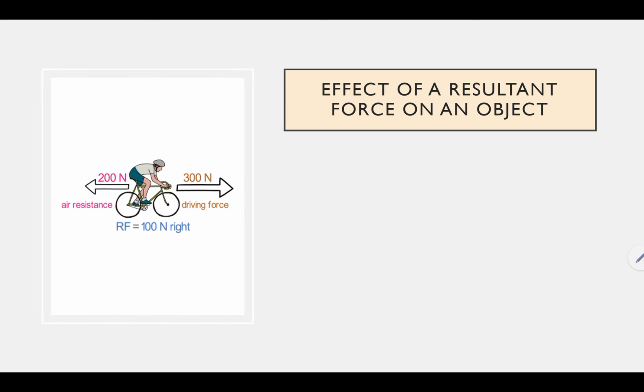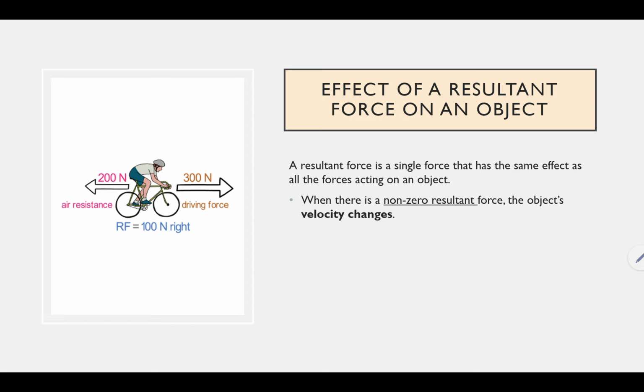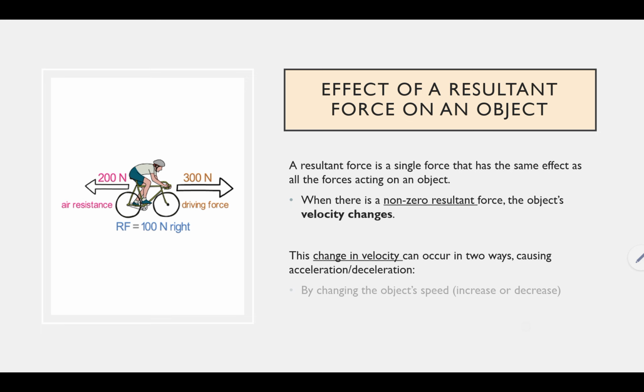Okay, let's move on to effect of a resultant force on an object. A resultant force is a single force that has the same effect as all the forces acting on an object. When there is a non-zero resultant force, that means that the resultant force has a value, then the object's velocity changes. This change in velocity can occur in two ways, causing acceleration or deceleration. If I change the object's speed, then I change the velocity. If I change the object's direction, then I change the velocity.